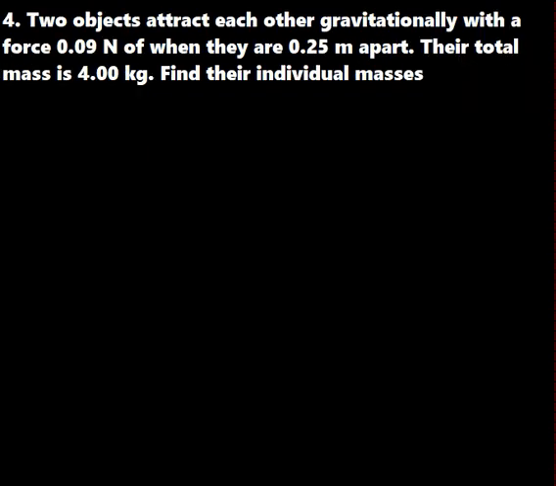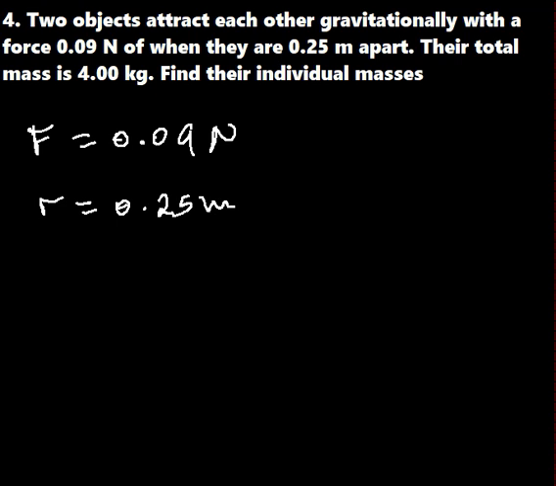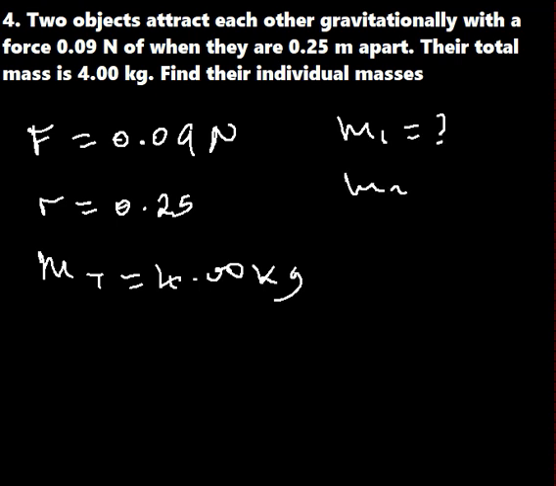Now let's consider this kind of problem. Two objects attract each other gravitationally with a force of gravity of 0.09 newtons. The separation distance is 0.25 meters, and the total mass is 4.00 kg. We should find their individual masses, mass 1 as well as mass 2. So how do you think we should find them?